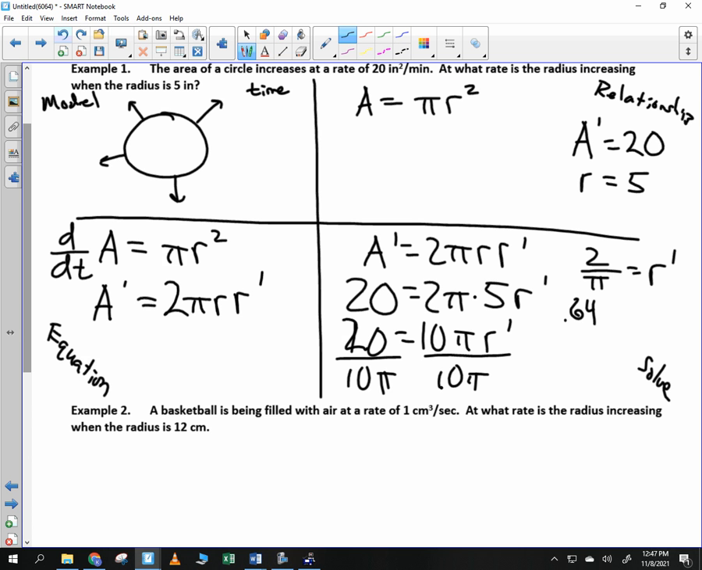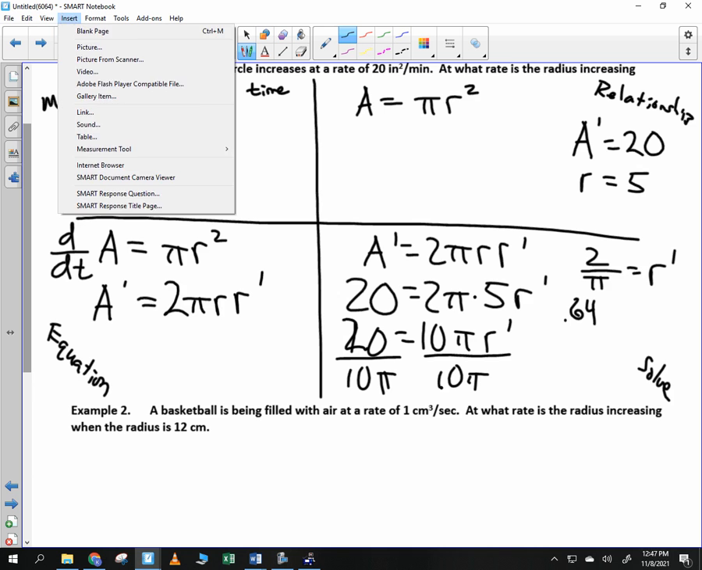Now let's think about the label. What did we solve for? What does the 0.64 represent? The rate at which the radius is changing, right? Radius, is that a one-dimensional measure? Is that a two-dimensional measure? Is that a three-dimensional measure? Okay, let's help everybody understand that, okay?